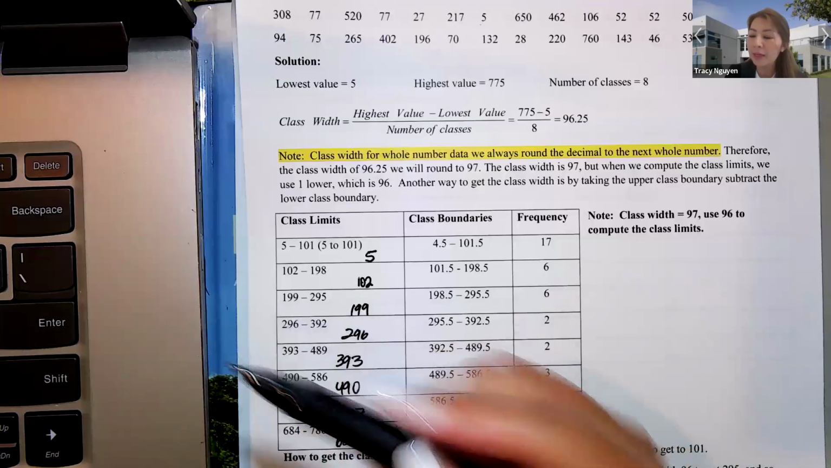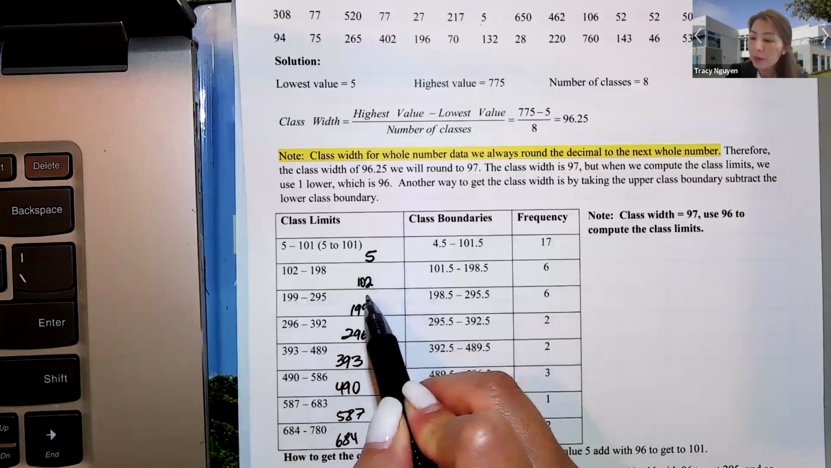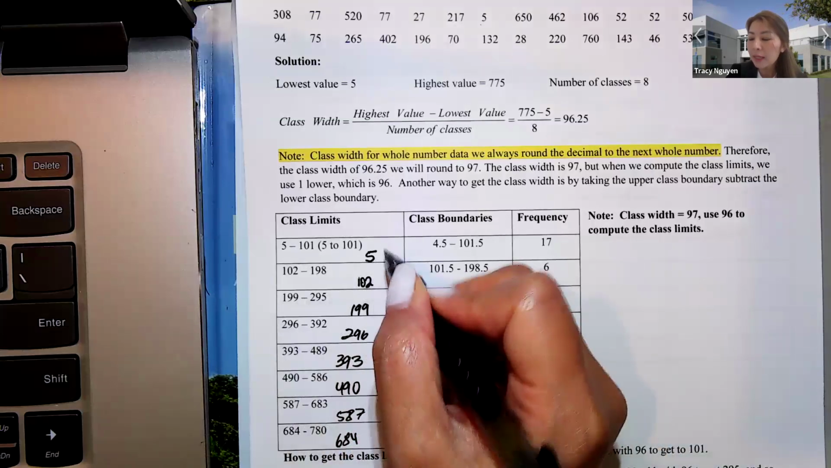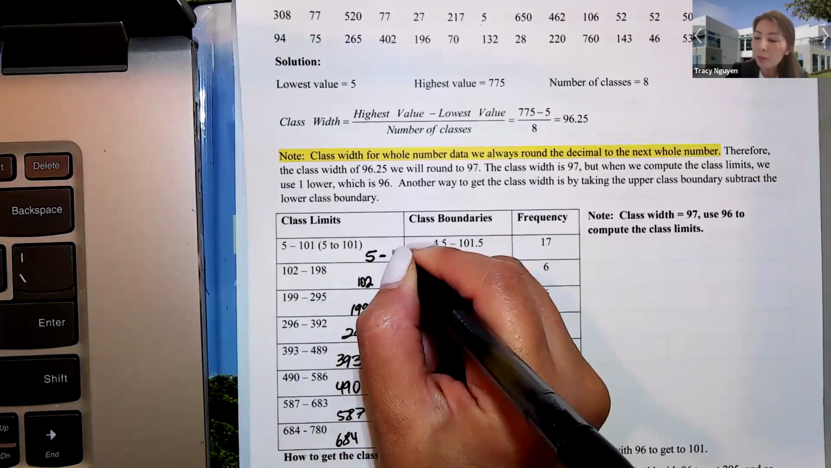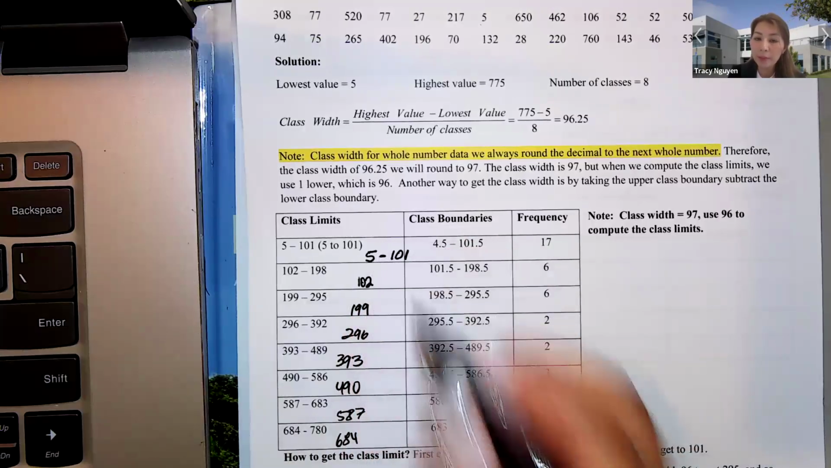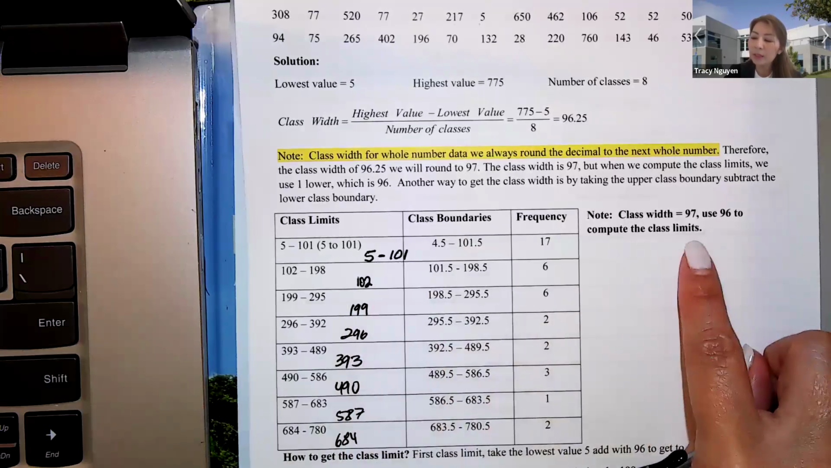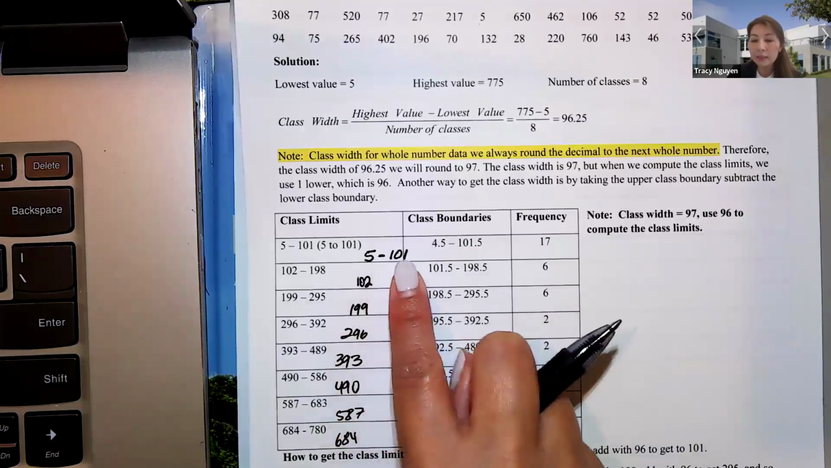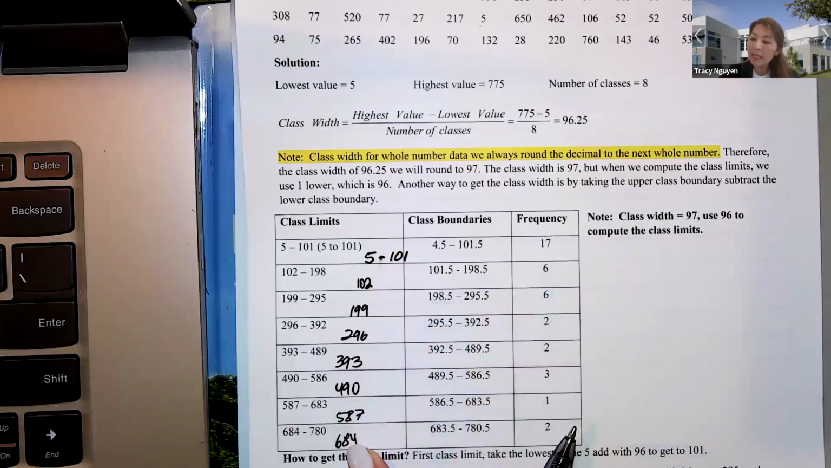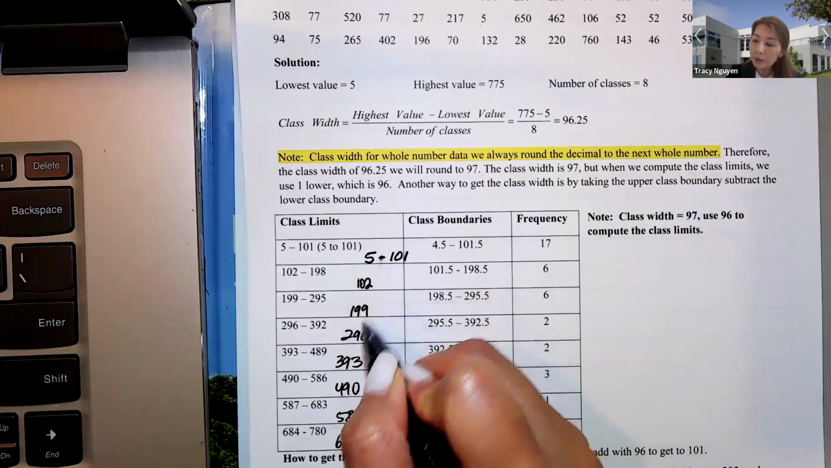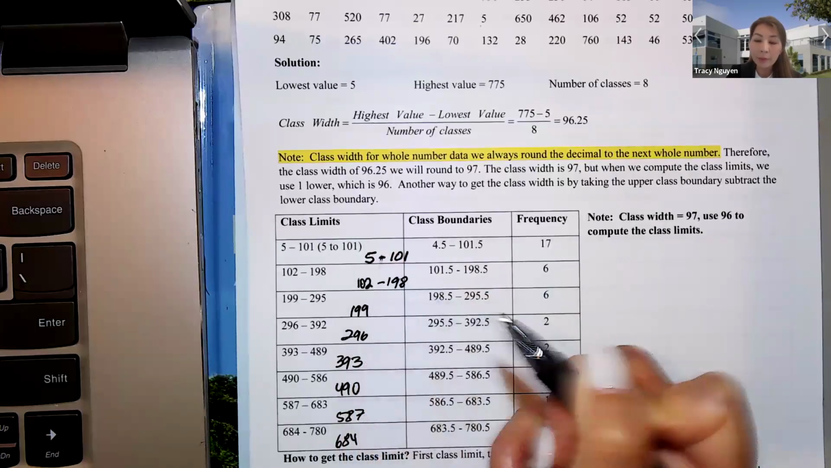So now think about it. What you have here, 5 goes to what number? The next class limit goes on to 102. Since the next class starts at 102 already, you must stop one before it. That means you have to stop at 101. That's what I mean by use 96 to compute the class limit. So you take 5, add 96, you get 101. But the shortcut is to figure out all the lower class limits first. And after that, you see your third class is starting at 199, then this one has to stop at 198.